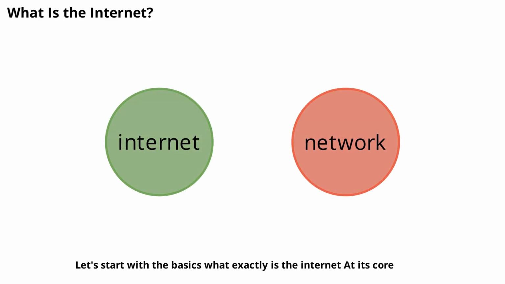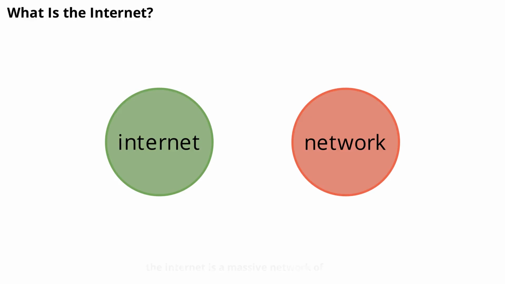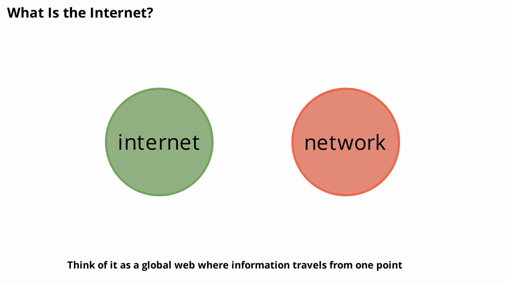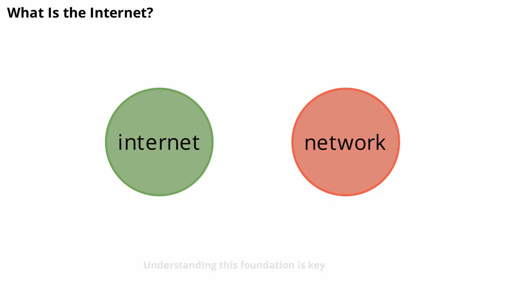What exactly is the internet? At its core, the internet is a massive network of computers and devices that communicate with each other. Think of it as a global web, where information travels from one point to another through a series of connections. This network isn't owned by any one person or company, it's a collaborative system that relies on shared standards and protocols. Understanding this foundation is key to grasping how everything else works, from sending emails to streaming videos.